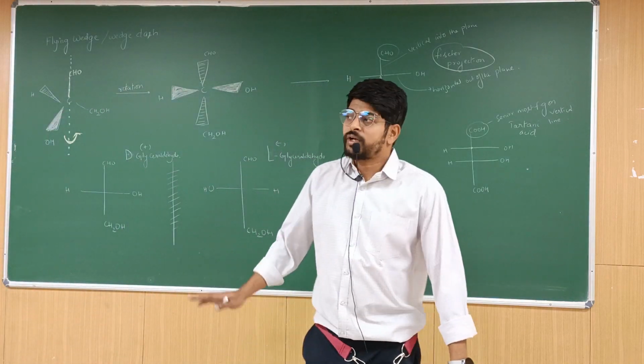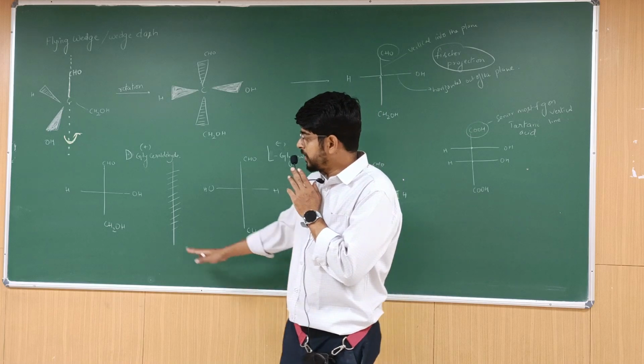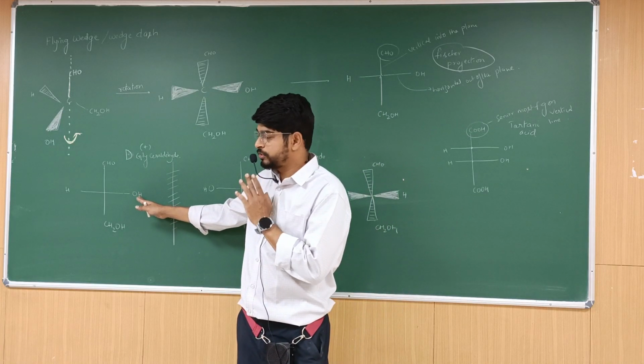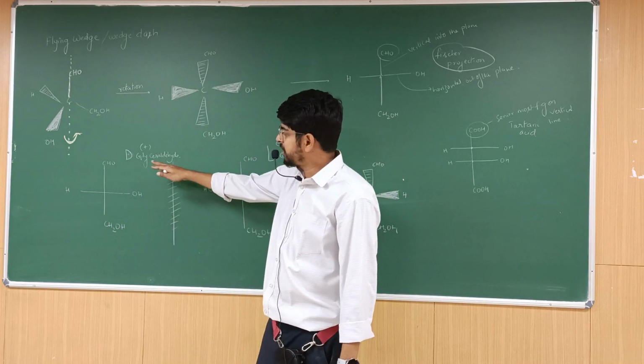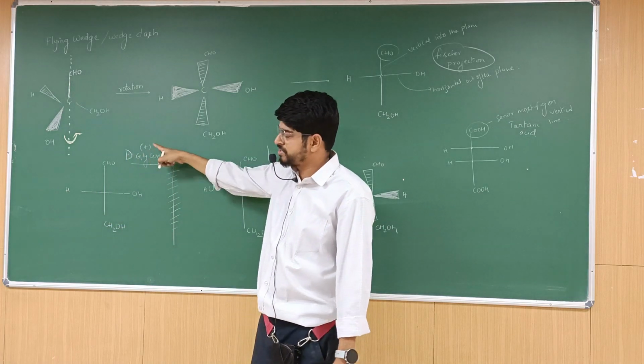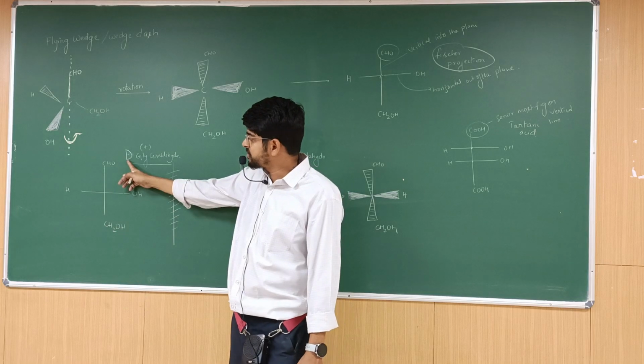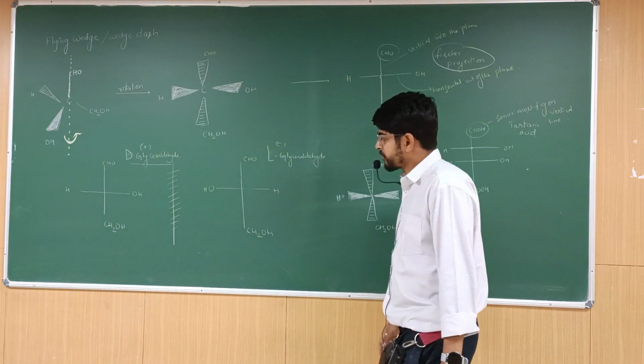Now when you write the Fischer projection of glyceraldehyde, if I am writing the OH to the right and H to the left, such glyceraldehyde is called D-glyceraldehyde, which I am representing by plus. I am representing it by capital D, you can see that.